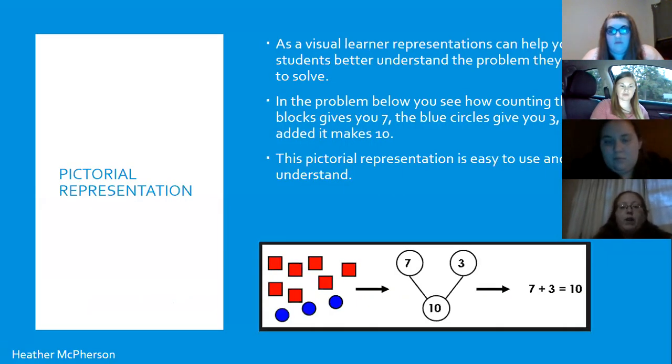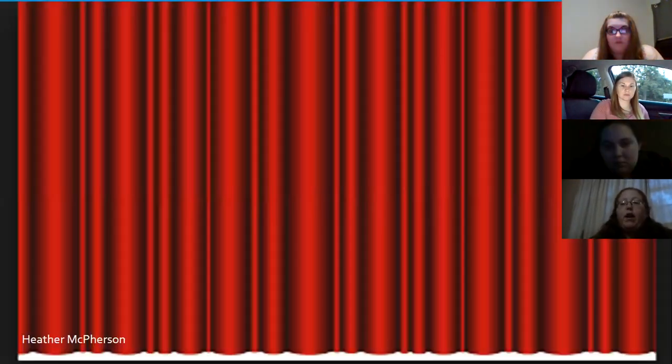If you look at this problem on the screen, it takes pictures. The squares and the circles, if you go to the next diagram, you'll have 7 squares and 3 circles, which will all add up to 10. To me, it's easier to take objects and add them together than it is to look at it and know what's going on.